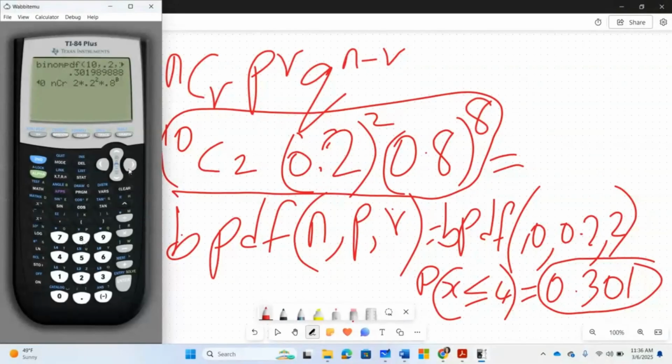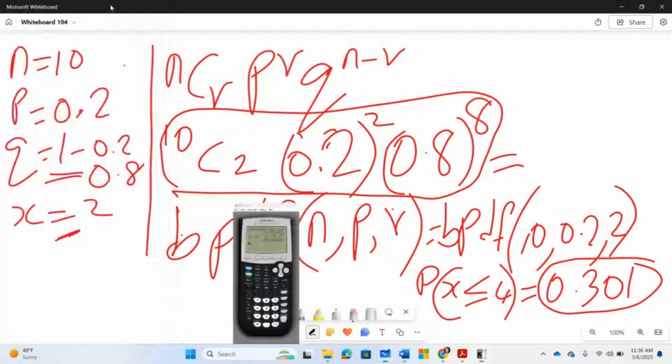Okay. When I hit enter, I want to see my answer by calculator. It doesn't matter which way you do it. If you do it by calculator, you get the same answer. If you do it by the shortcut, you get the same answer. This is by formula. This is by shortcut.